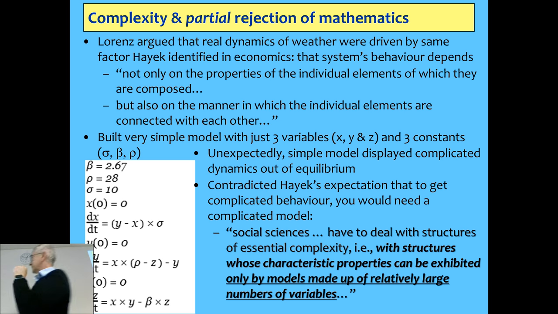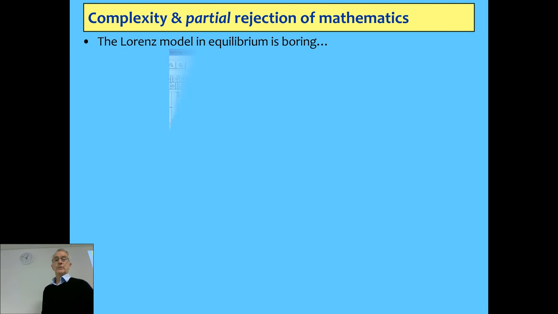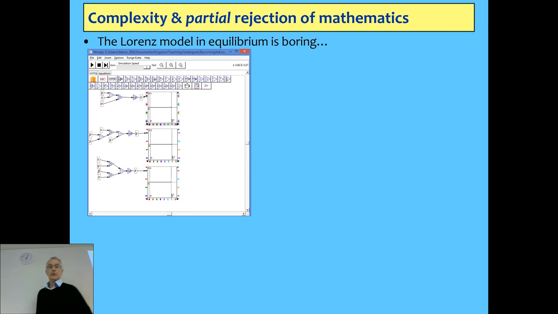And it's not really a mistake by Hayek, because he couldn't know this. So mathematics wasn't established until after he wrote. But it's actually a very simple system that can give you complex behavior. So this is the Lorenz model in equilibrium. And I think I've got it.